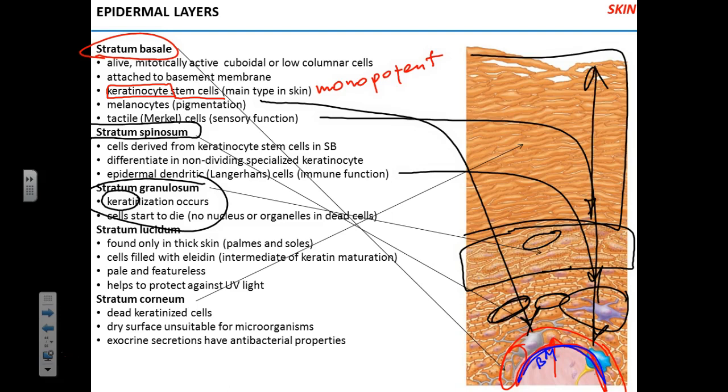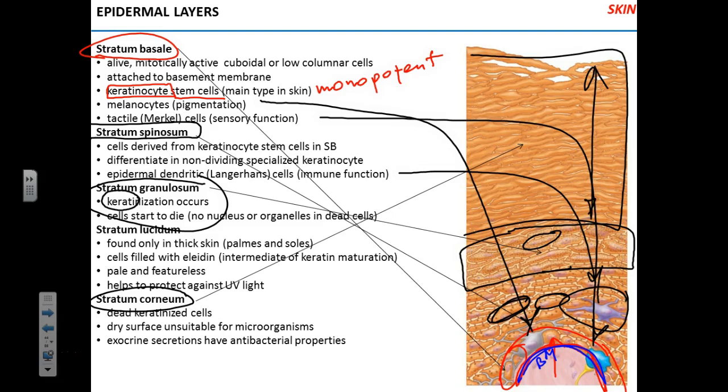This upper layer, the most superficial one, stratum corneum, consists entirely of dead cells. They are totally dead, filled with keratin, nothing alive about them. They are absolutely dry, which prevents microbes from growing. They have a little bit of antibacterial secretions on the surface, which further prevents microbes from growing. So they are the perfect protection.